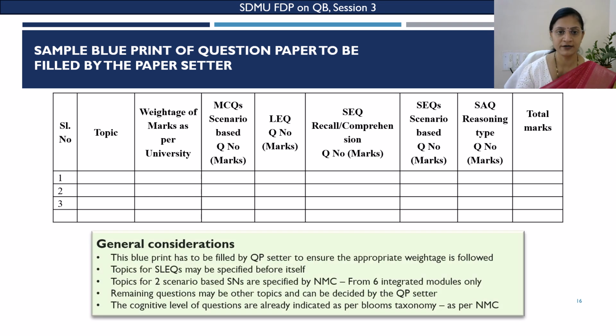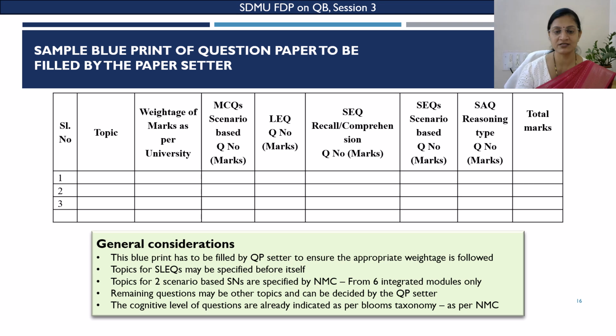Okay, so here the general consideration is this has to be filled by the paper setter to ensure that appropriate weightage is followed. Topics for structured long essay question may be specified before itself. Topics for 2 scenario based questions and short note question are specified by NMC, so they have to come from 6 integrated modules only. Remaining questions may be decided by the question paper setter.